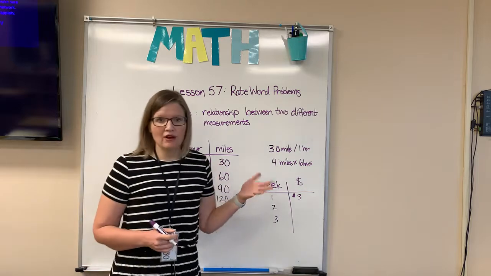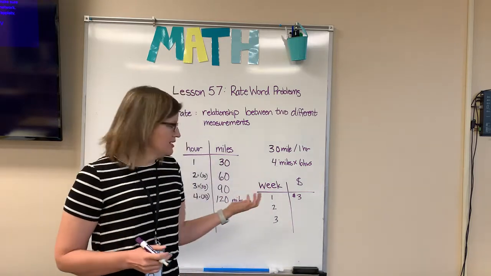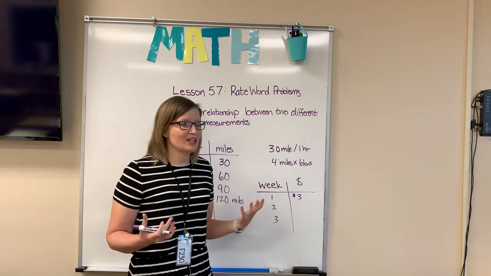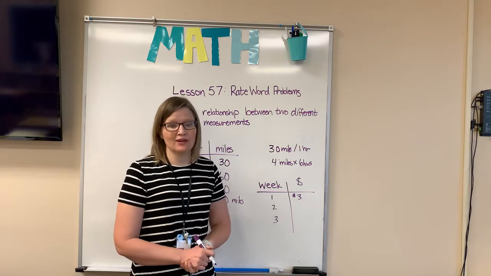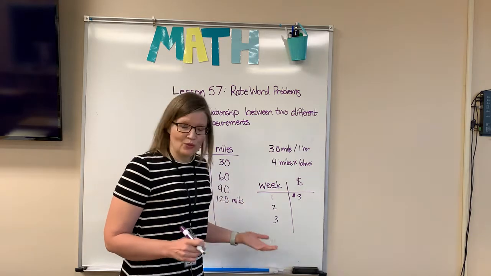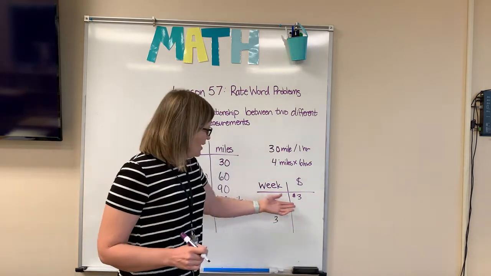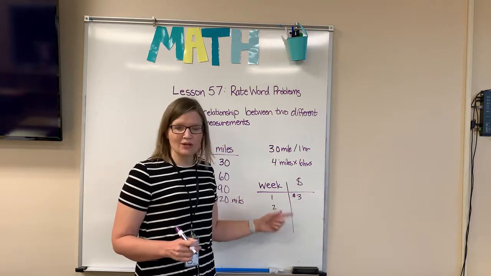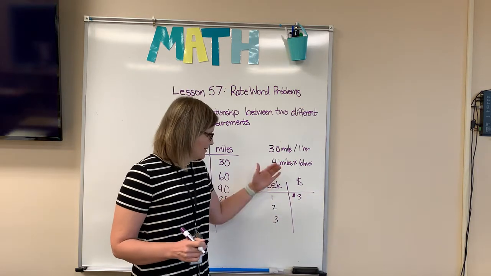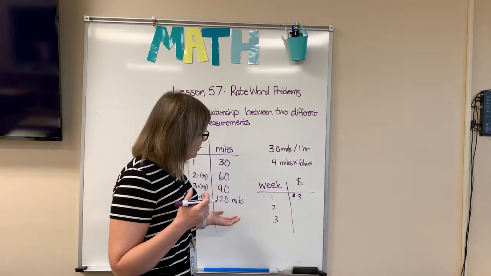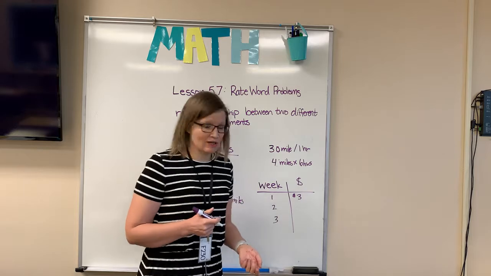Another example of a rate problem is one found in your book. Nero makes $3 a week for allowance. The question is, if he makes $3 a week, then how much is he going to make for a number of weeks? He's wanting to plan and to save. Let's complete some parts in our chart.